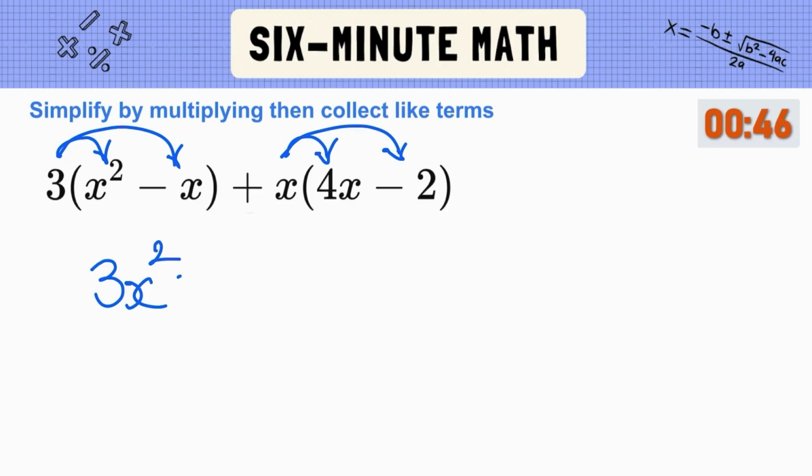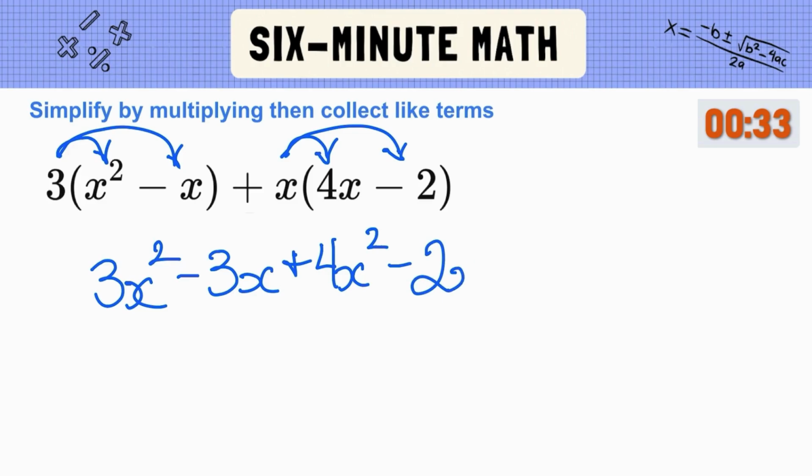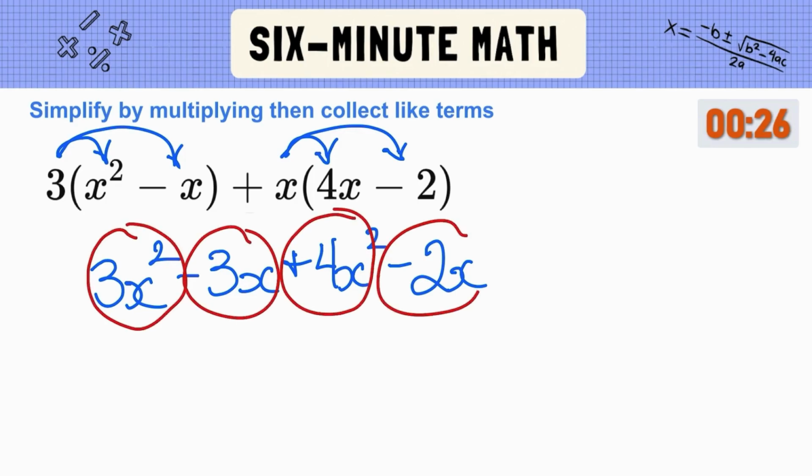3 times negative x is negative 3x. Plus x times 4x is 4x squared. And x times negative 2 is negative 2x. At this point, I don't have any more brackets, so I can circle my terms and collect the like ones. 3x squared plus 4x squared is 7x squared. Negative 3x minus 2x is negative 5x.